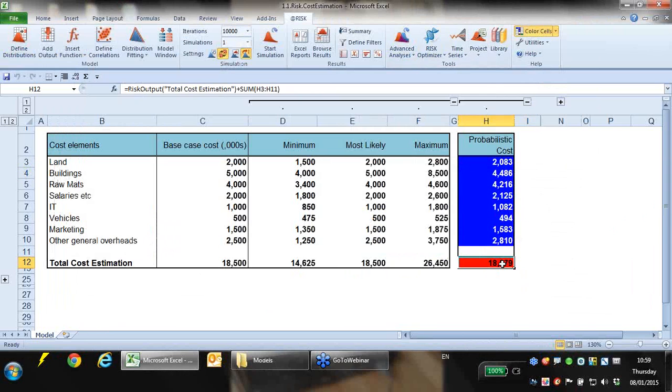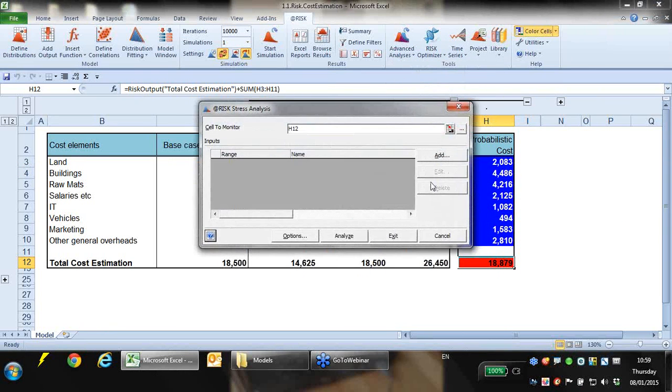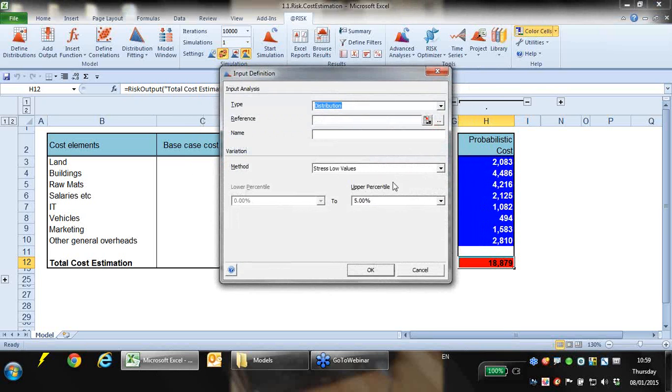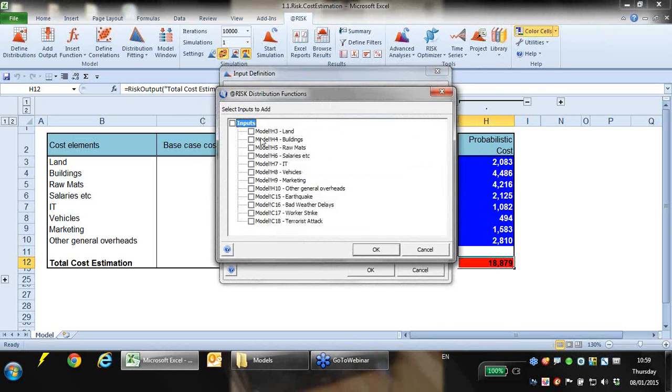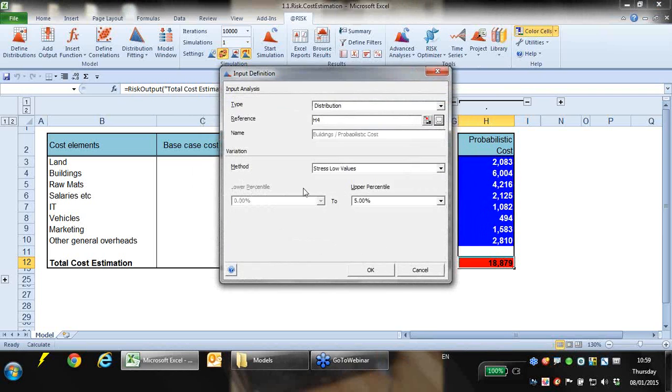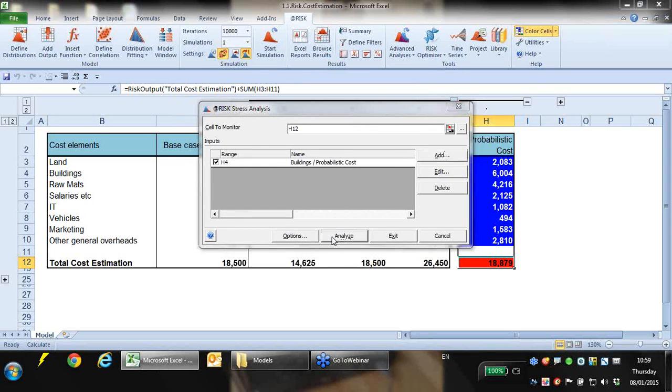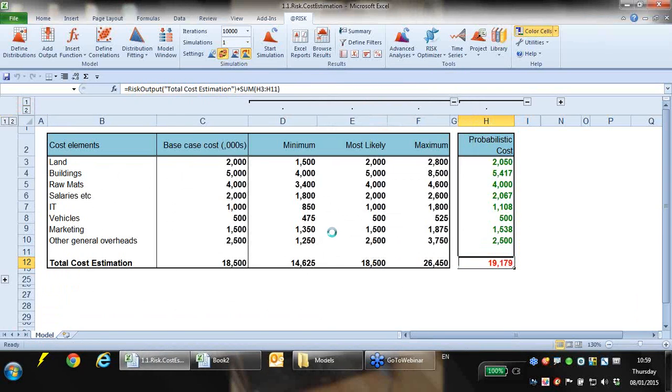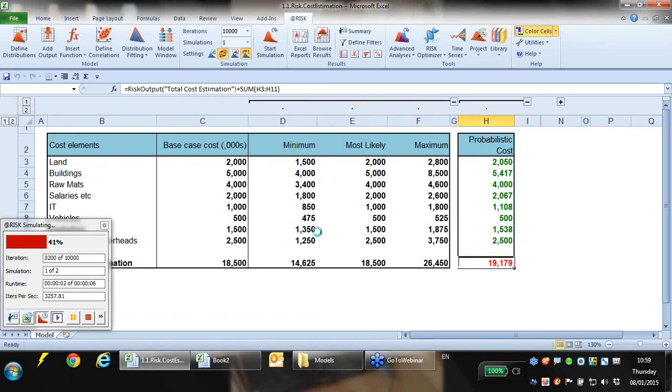So I'm going to go down here, go to Advanced Analysis, Stress Analysis, and then add in the distribution I want to stress, which is buildings. I want to see what happens if it's at the high end of things, if it's between the 90th and 100th percentile, or the upper decile. So if I now click OK and then Analyze, @Risk's now running two simulations instead of one.